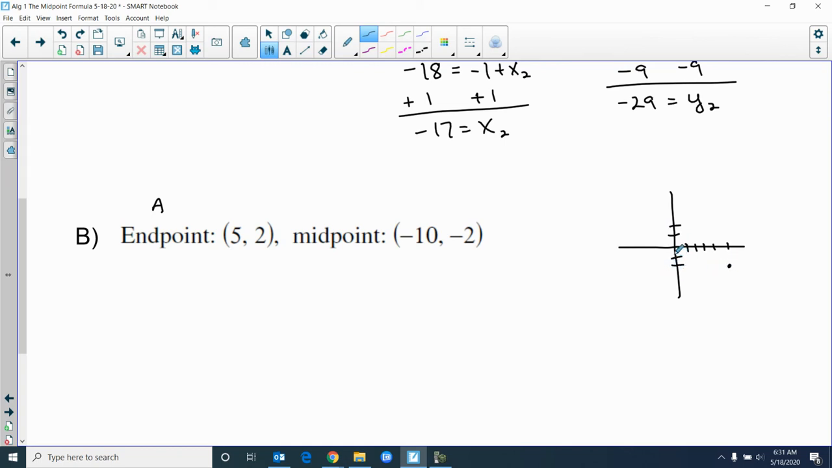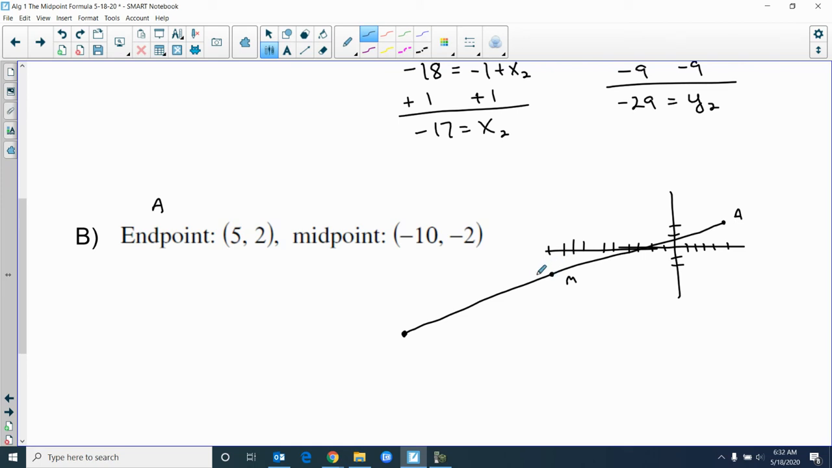My midpoint, my endpoint is 5, 2. My midpoint is negative 10, way out here, negative 2. So where does that other endpoint have to be? This is the midpoint. It has to go all the way through there, and it has to be way over here. Sometimes being given a visual gives you a good idea.